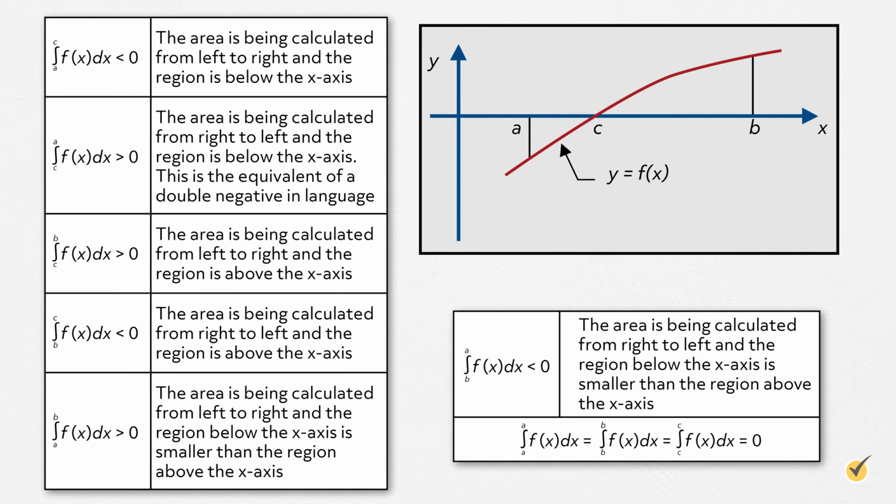b to b of f of x dx, which is equal to the integral from c to c of f of x dx, which is all equal to 0. These regions have 0 width, so they have 0 area. What does the area under the curve represent, other than a theoretical geometrical area? It could represent all kinds of things.